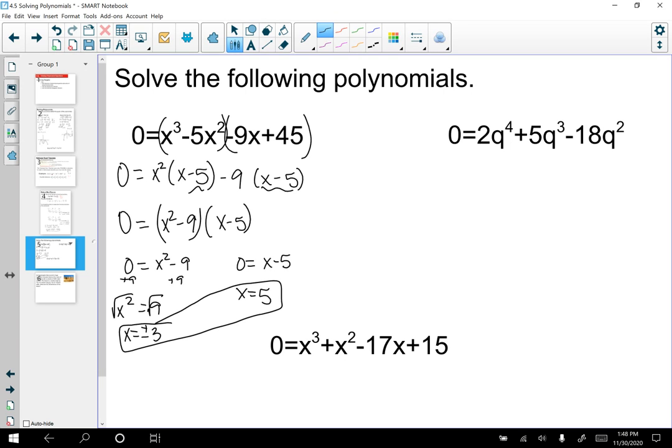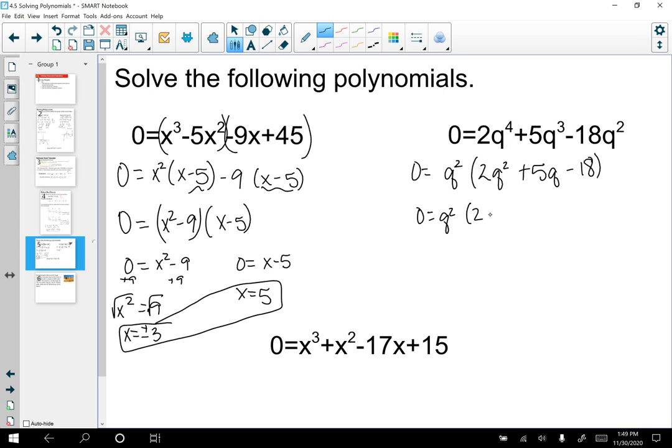Okay, on the second one, I see there's 3 terms, so I'm going to look at what's in common with all of these 3. Well, I see a q squared. That's what pops out at me first, and then I look, is there anything else in common? No. So I have 0 equals q squared. Once I pull that out, I'm left with 2q squared plus 5q minus 18. Now I have a quadratic here, so I know how to factor quadratics.